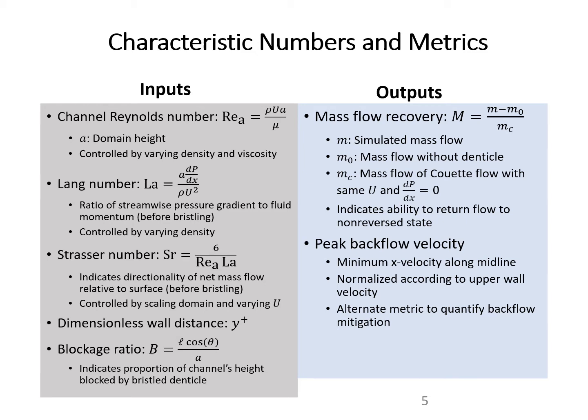velocity. We also considered the dimensionless wall distance, y+, and we are using a geometric parameter called the blockage ratio. And the blockage ratio is L cos theta divided by channel height. So that's just the vertical projection of the denticle, the height of the denticle divided by the channel height. So a blockage ratio of 1 would mean the entire channel is blocked, 1/2 means half of the height of the channel is blocked, and so on.